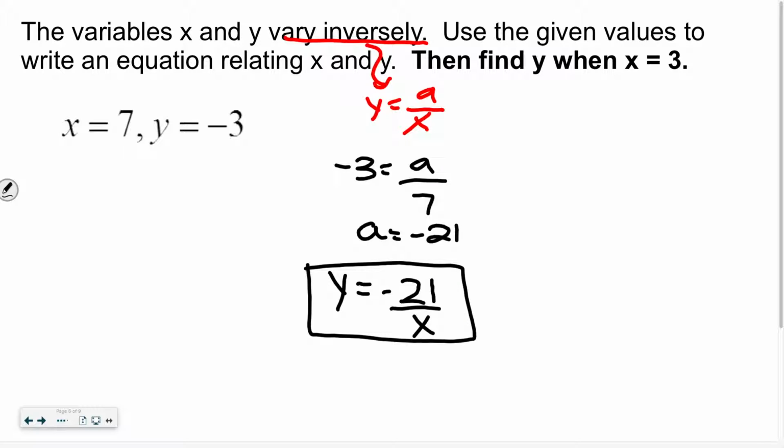I have to write this equation where I could plug any x's that I want in, and then it says, and then find y. So you actually want to see this equation. Then find y when x is 3. So that would be -7. Done.